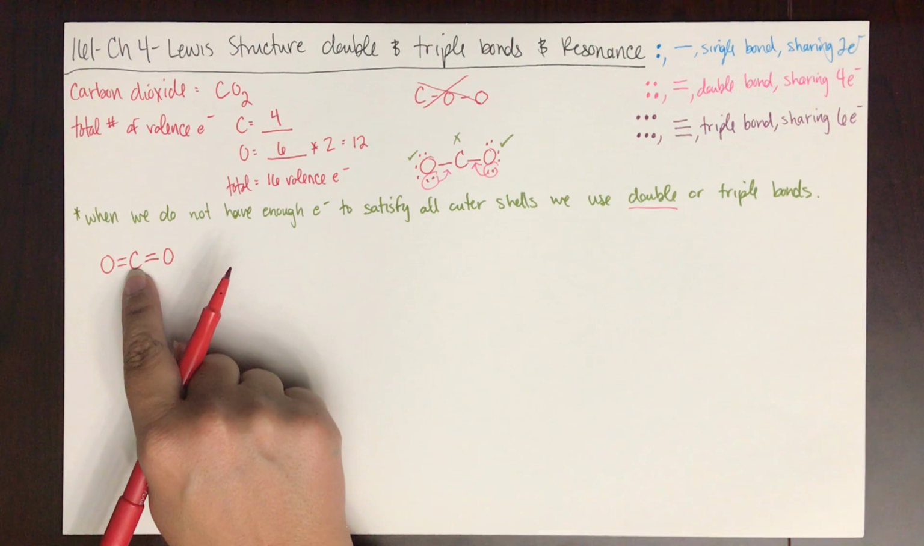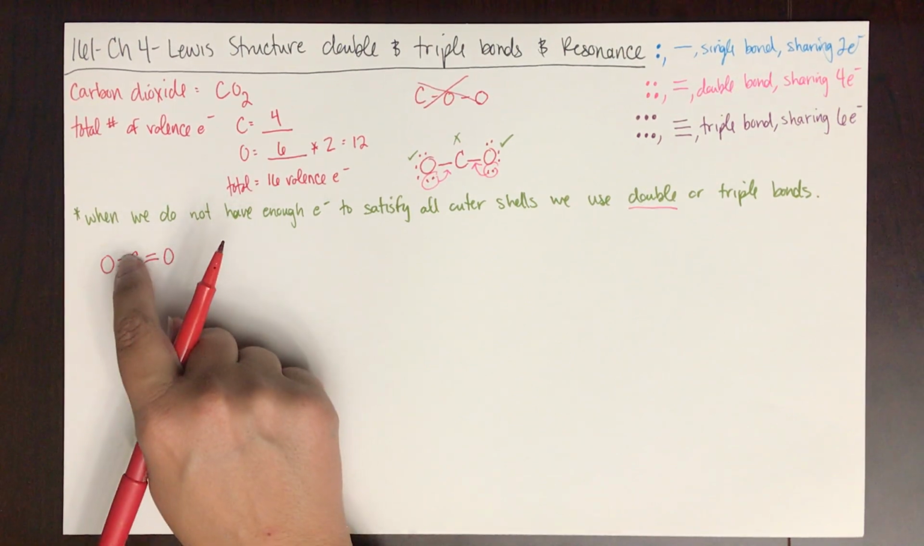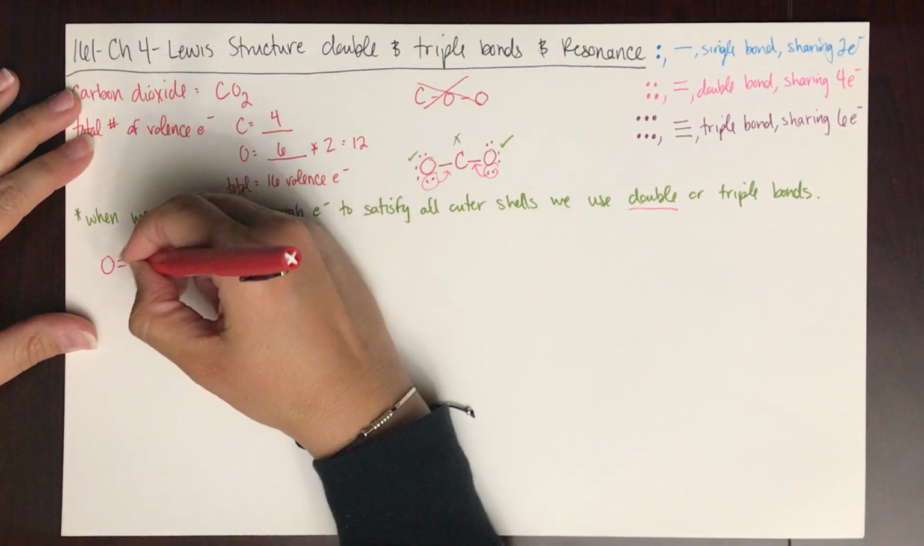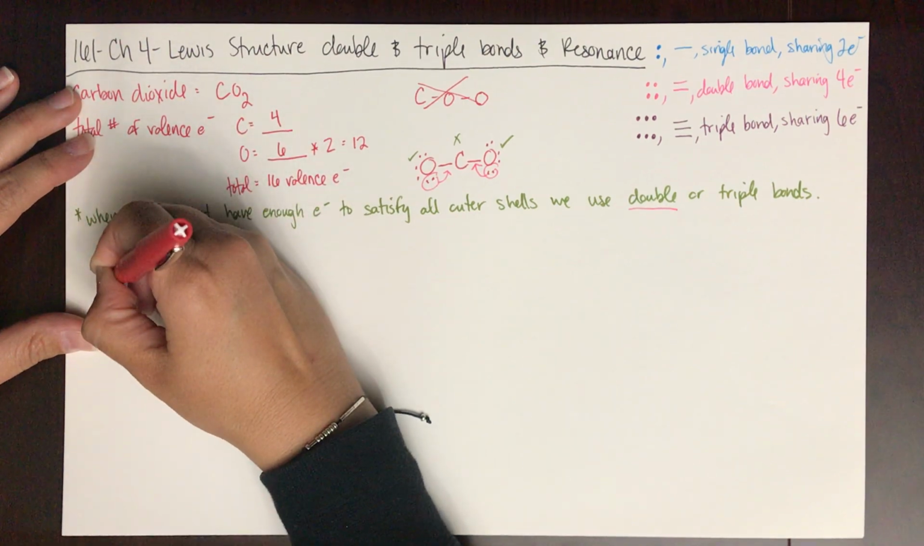Okay, so now I have a carbon, and I have used 2, 4, 6, 8 electrons. So I have 8 electrons left. So 2, 4, 6, 8, 10, 12, 14, 16.